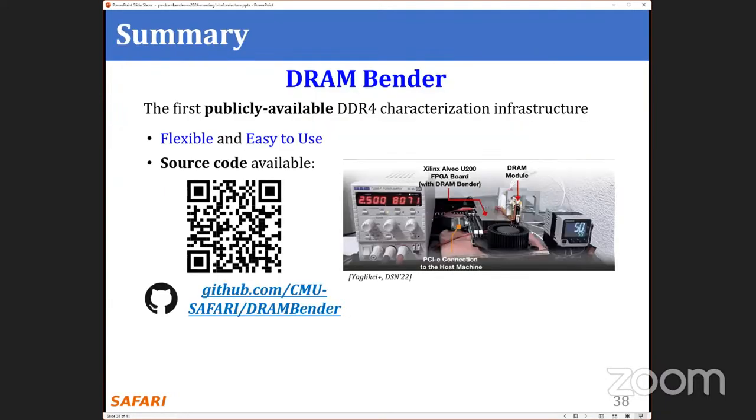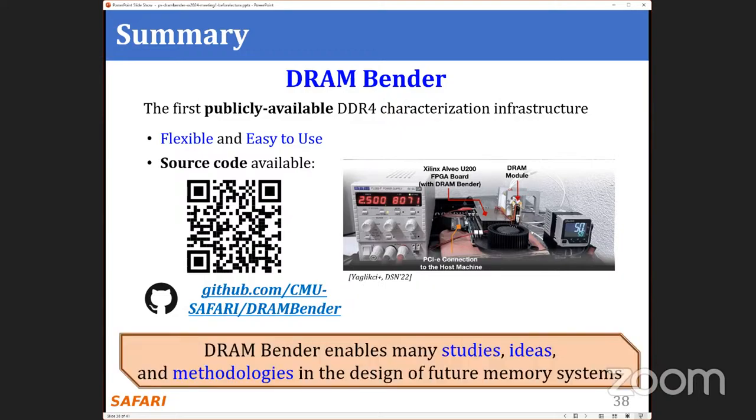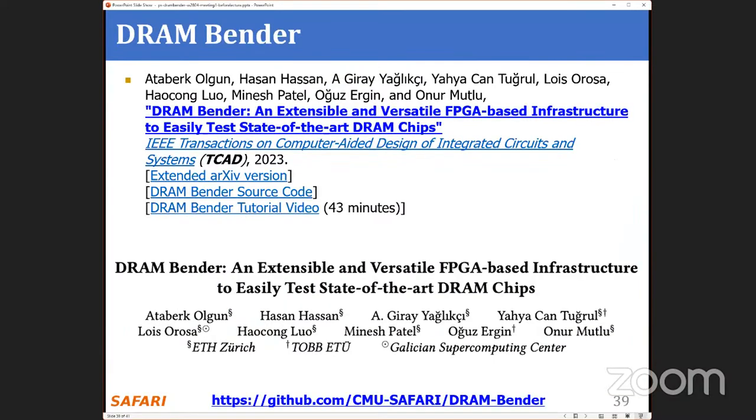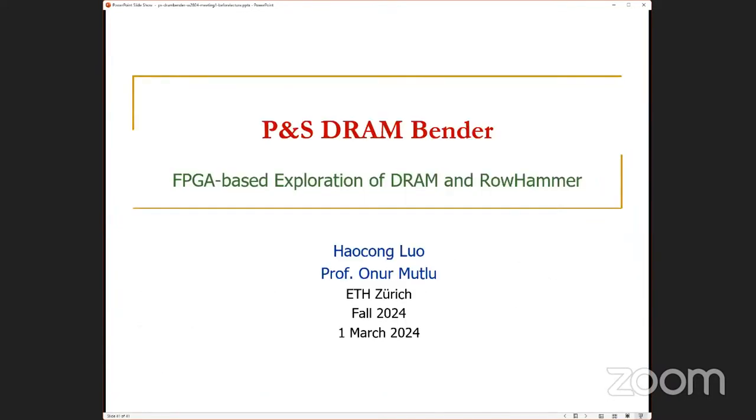In summary, we introduced DRAM vendor. It's the first publicly available DDR4 characterization infrastructure. It's flexible, easy to use, and fully open source on GitHub. And DRAM vendor enables many studies, ideas, and methodologies in the design of future memory systems. That's the end of the introduction to DRAM vendor, and also the end of our first meeting in this semester. If you don't have any questions, I guess that's the end of this meeting.